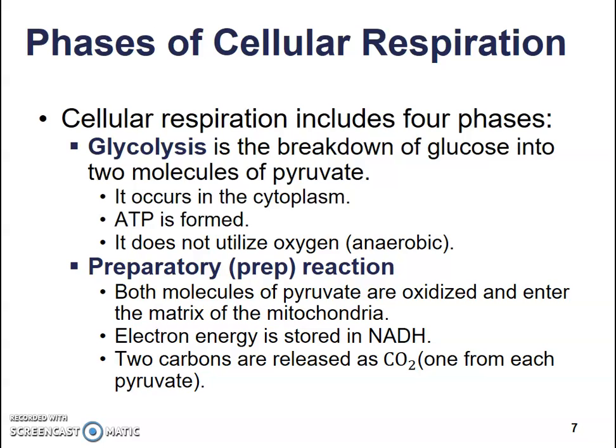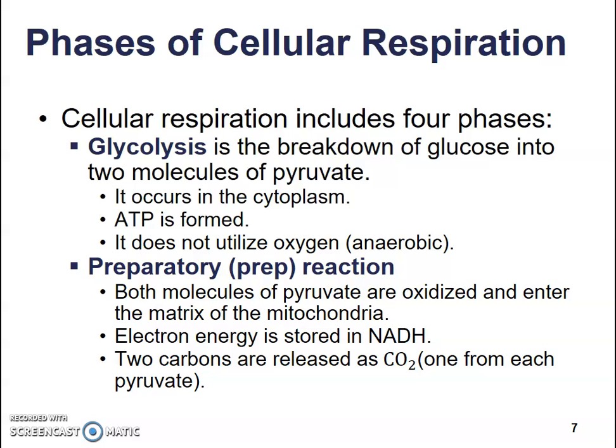Now, all cells go through this glycolysis. But only eukaryotic cells, plant and animal cells, can go further than the glycolysis. So you might have been wondering, Ferris, if we have a bacteria cell that doesn't have a mitochondria, how does it get its energy? Well, it gets it from this process called glycolysis.